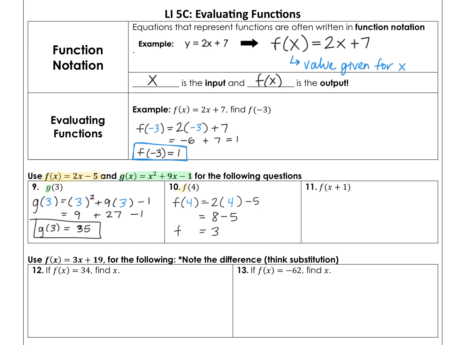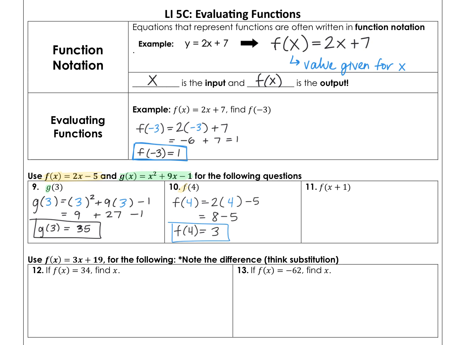You should get, how do we feel about 3? Okay, f of 4 is 3. Neat. When I plug in 4, I get out a 3. Now, this last one, number 11, is where it gets weird.